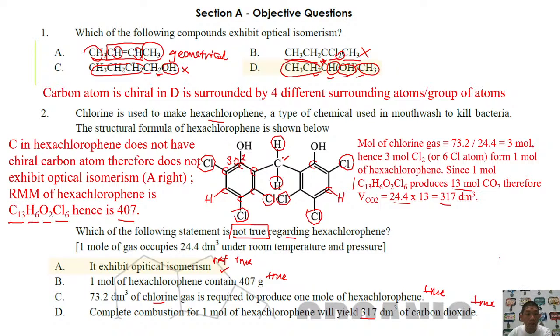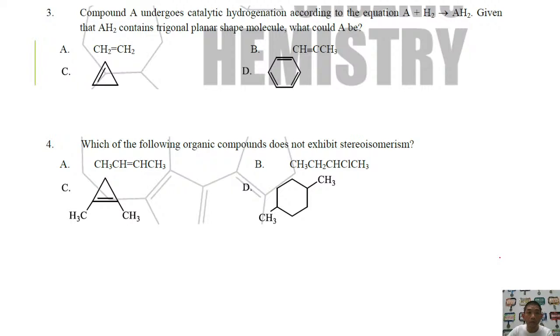Okay, so this is for question number 2. As for question number 3, compound A undergoes catalytic hydrogenation according to the equation A plus H2 gives AH2. Given that AH2 is trigonal planar, that means this is sp2 hybridized. After hydrogenation, you have sp2.